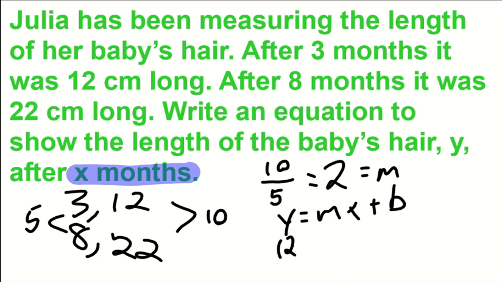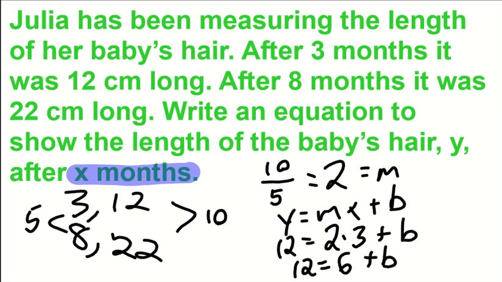If we go 12, slope was 2, x value there is 3. 2 times 3 is 6. So what plus 6 is going to equal 12? 6. So that means b equals 6. So if we wrote the equation, we got y equals 2x plus 6. Any questions on that? The calculator doesn't help a whole lot if you don't know what you're doing on it. So for slope, it's change in y over change in x.